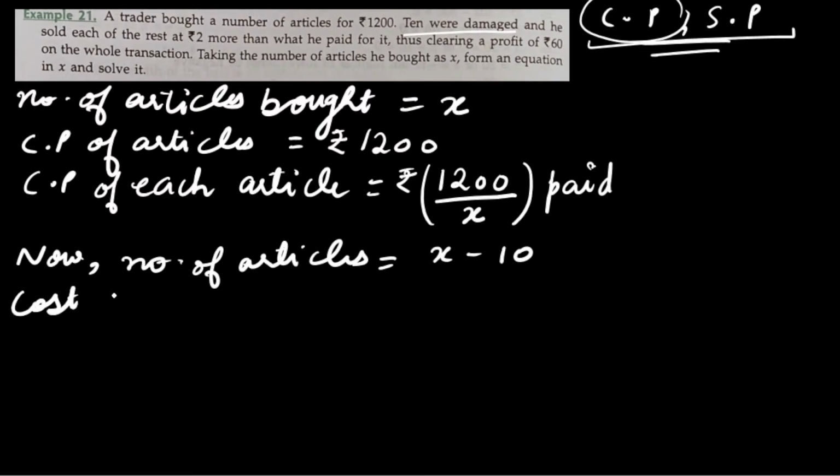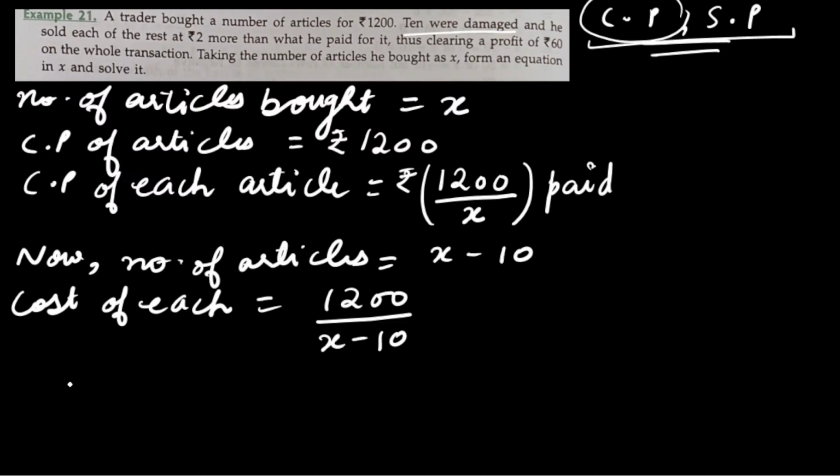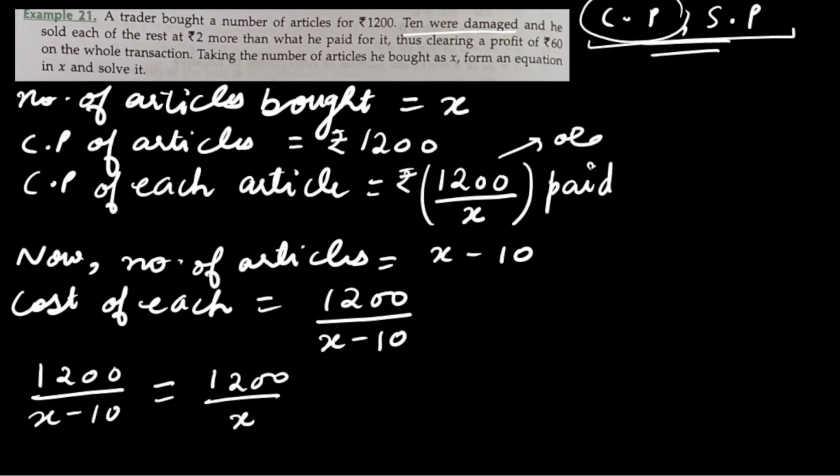So now the cost of each will become 1200 by X minus 10. But what he did here, this new cost is actually what? The new cost is 1200 by X, which is the old cost, plus 2.